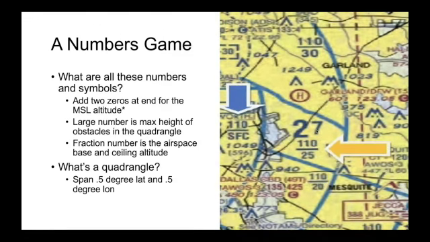So don't hit any mountains like in our area, if you live in the mountains, or Colorado, wherever you live. What's a quadrangle? It's a span of 0.5 degrees latitude and 0.5 degrees longitude. And we'll get a little bit more into that as we go on.